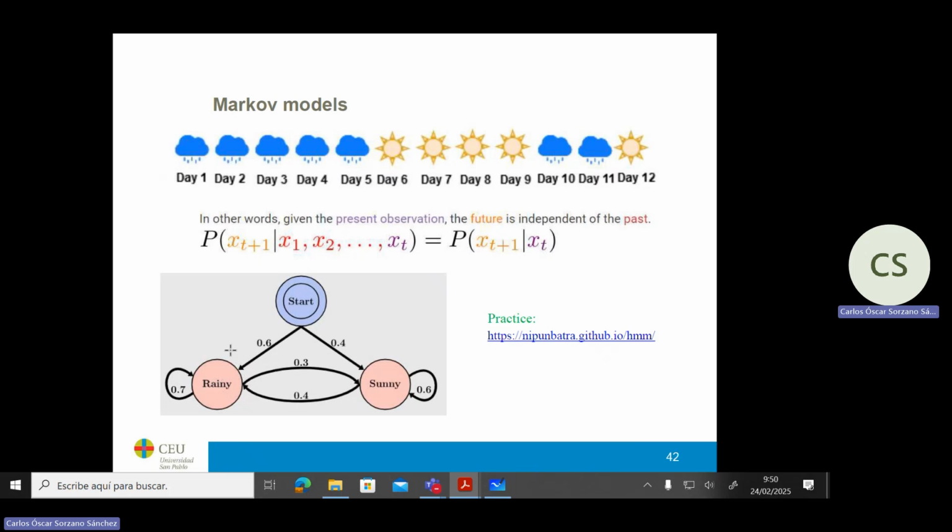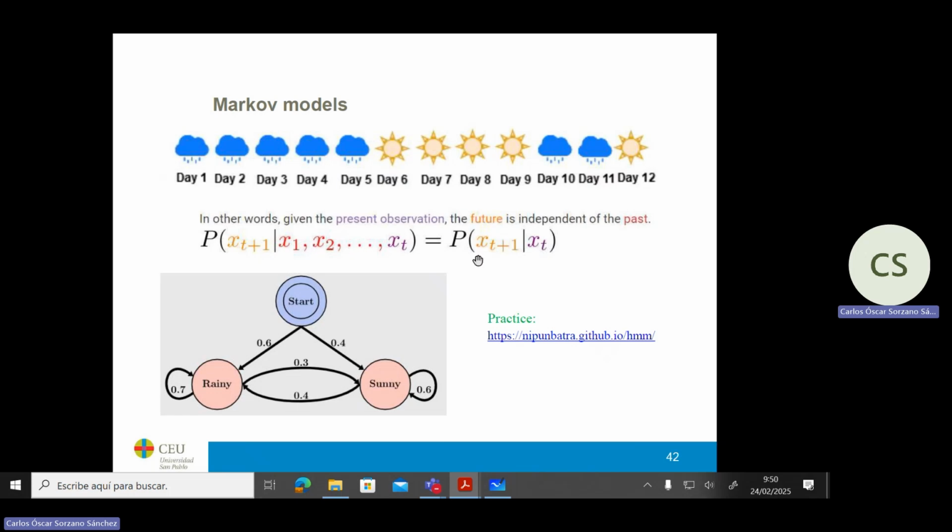Then you have a sequence, and this is how the states evolve, and then you have the probabilities of starting. So do we start with a sunny or with a rainy day? And there are different probabilities for each one of the states. So you have a sequence: rainy, rainy, rainy, rainy, then sunny, sunny, sunny. And you can compute the probability of the next state given this sequence. The probability of the next state will be given by the probabilities of the previous sequence.